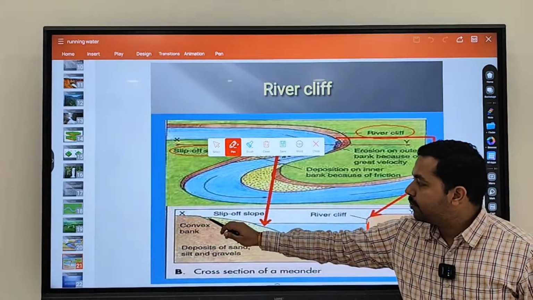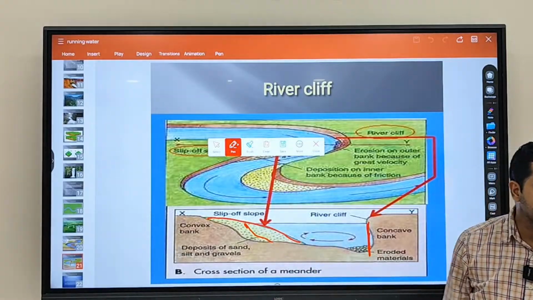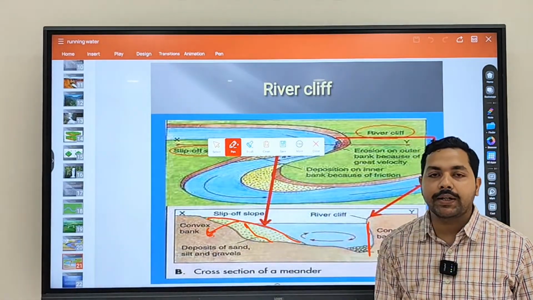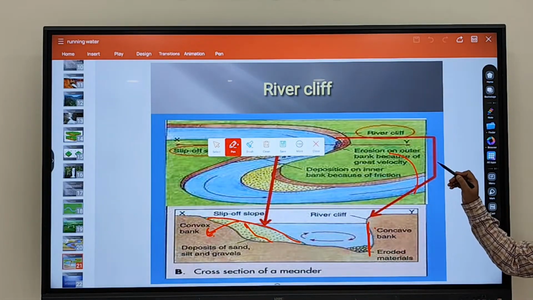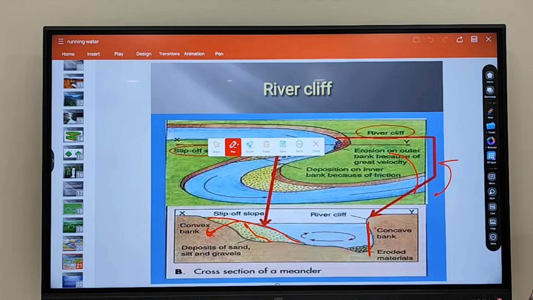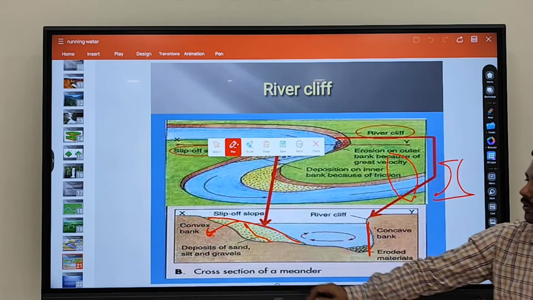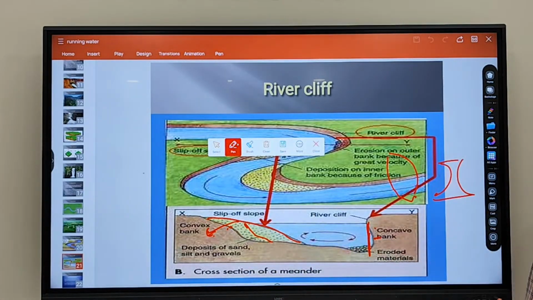And on this side, deposition is happening. So what is being formed? A gradual slip-off slope is being formed. So this bank is called a slip-off slope. This bank is convex, convex like this. And this is called concave, concave is like this. Clear? Like concave lens and convex lens, we have studied that. So this bank is called a convex bank, and this bank is referred to as a concave bank. Clear?